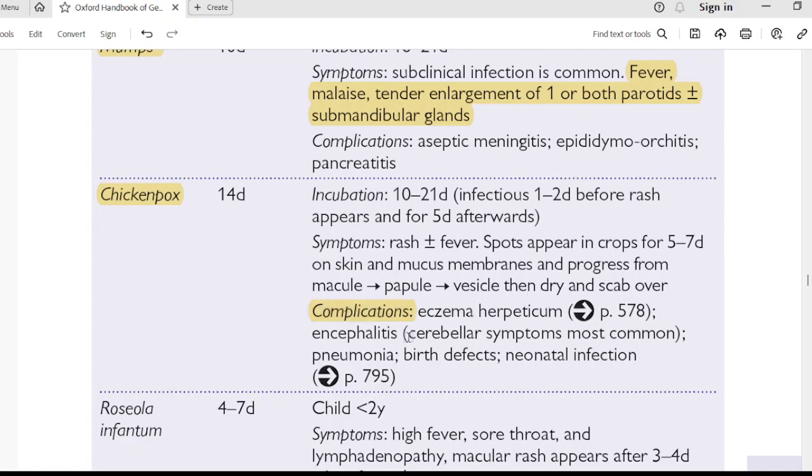Page 578. Encephalitis. Cerebellar symptoms are most common. Pneumonia, birth defects, neonatal infection. Page 795.